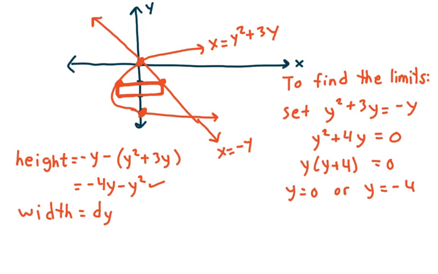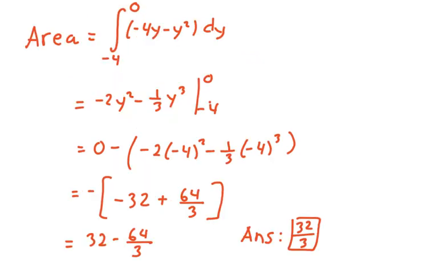To find the limits, I set y squared plus 3y equal to negative y and solve for y. So I get y squared plus 4y equals 0. Factoring out the y, I get y times y plus 4 is 0. So y is 0 or y is negative 4. I'm all set. So the area is the integral from negative 4 to 0 of negative 4y minus y squared dy.